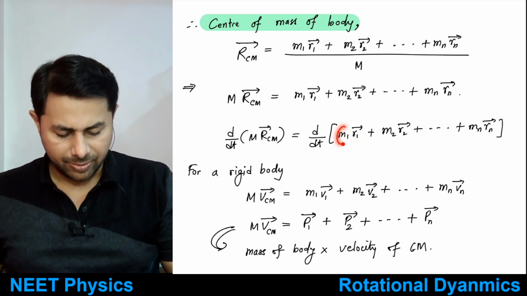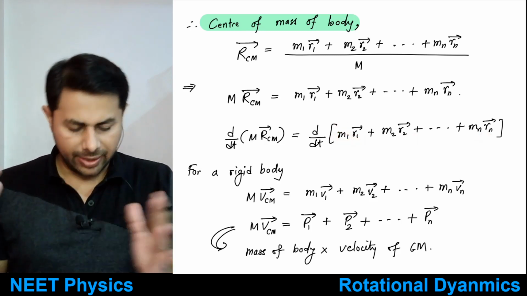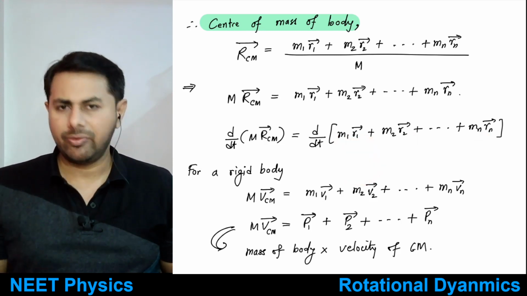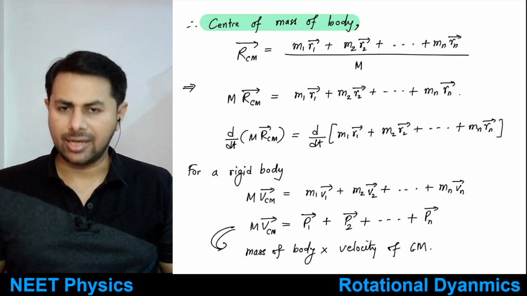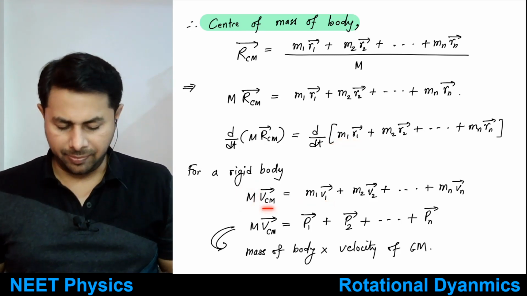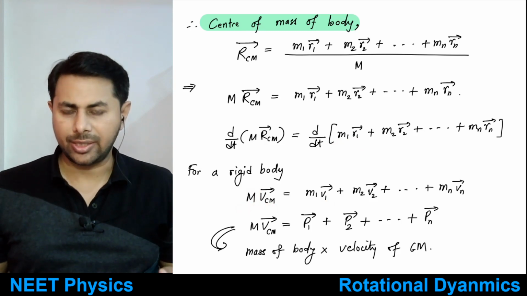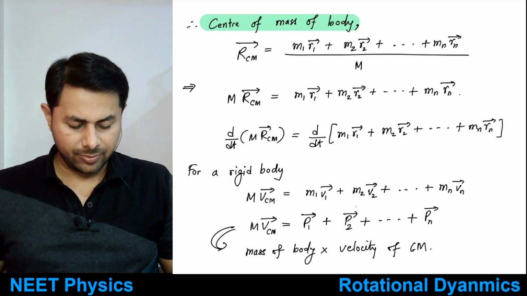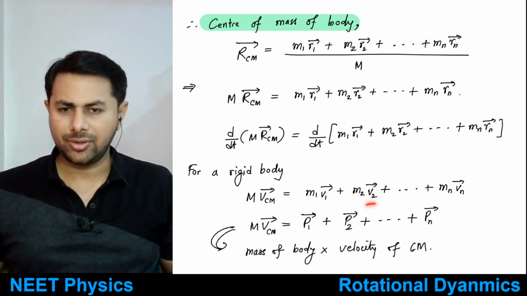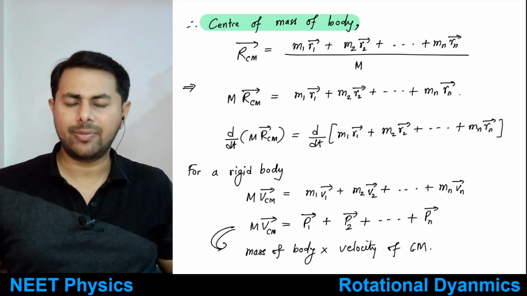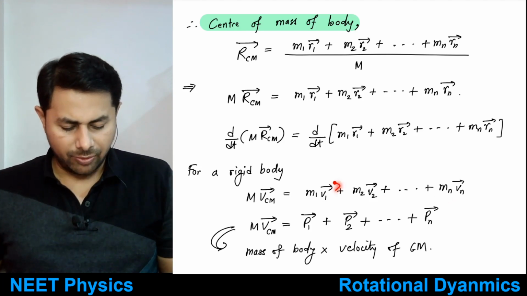For example, if you take the derivative of this term, m1 can be taken out, then you get dr1 bar by dt. So this is v1 bar. We know v is dr by dt, right? So then you get mass of body multiplied by velocity of center of mass is equal to the mass of the first particle multiplied by the velocity of the first particle, plus the mass of the second particle multiplied by the velocity of the second particle, plus so on up to the mass of the nth particle multiplied by its velocity, right?